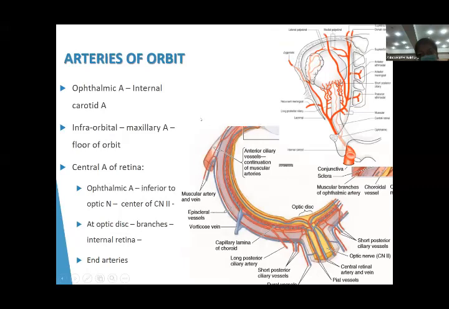Did you understand? Do you have any questions before we start with the arteries of the orbit? Any questions, beta? Anybody who was listening? What should I repeat, beta? The ciliary ganglion. Oh, fine. I'll just repeat it in a minute.